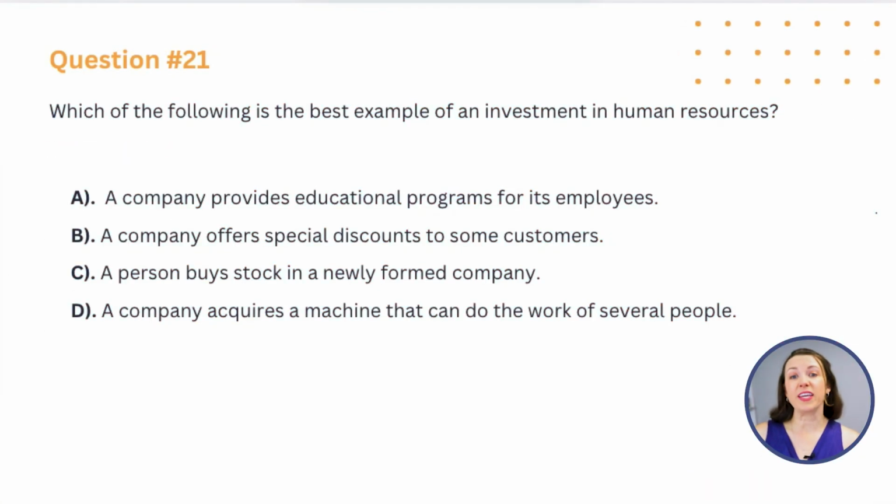Which of the following is the best example of an investment in human resources? So human resources would basically be employees, investing in their employees, right? If you invest in your employees, then maybe your employees will have more knowledge, they will be better workers for you, and ultimately make the business or the company more money. So we have to think about those employees.